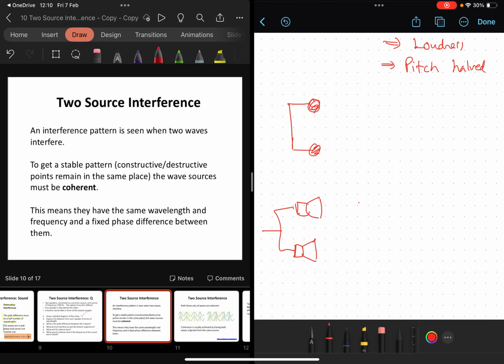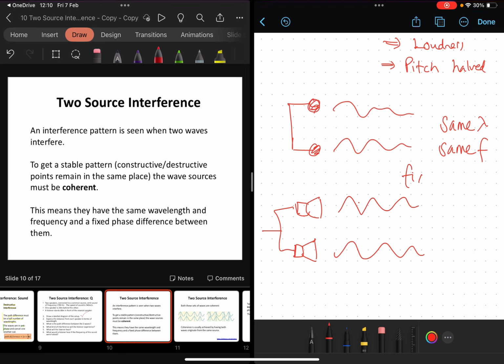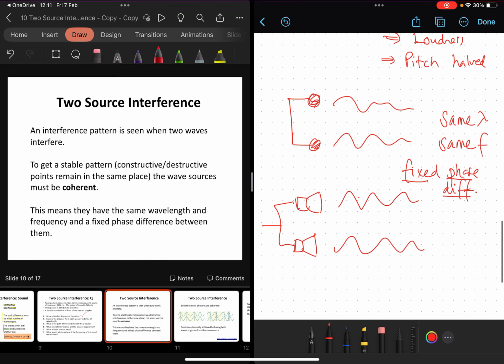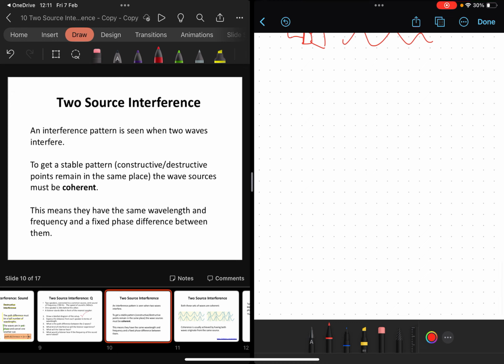We need both of the sets of waves that are produced from our sources of wave to have the same wavelength and therefore the same frequency. Okay, but we also need there to be a fixed phase difference between them. A fixed phase difference between them. Okay, what does that mean?